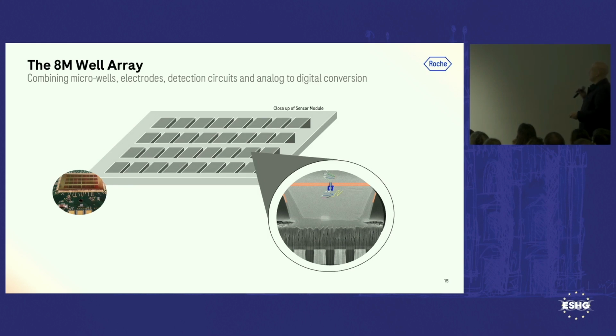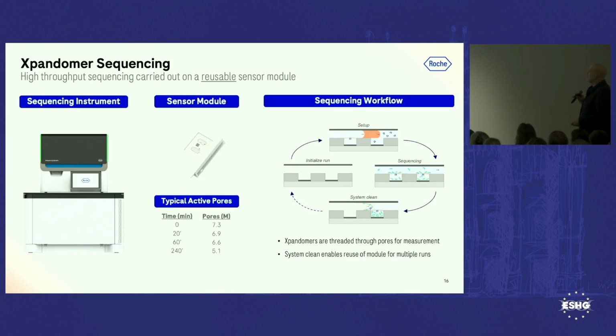So now moving it into a much larger array. Now instead of 1 nanopore, we're on an 8 million array where we combine microwells, electrodes, and detection circuits to do the analog to digital conversion. And you can see on the right hand there a single microwell with a bilayer, that orangish color, a pore, and an expandomer threading through. So now 8 million times the throughput.